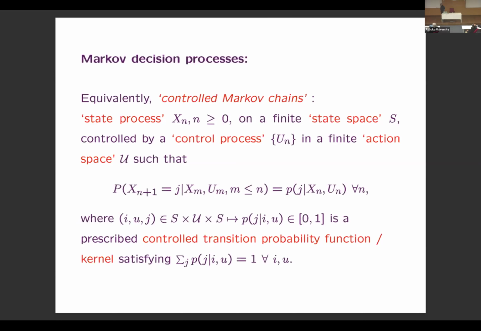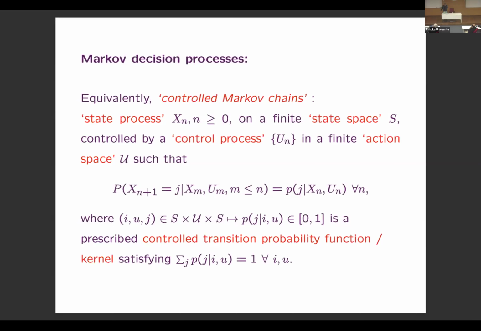And the defining equation is what has been displayed there. The idea is that if you are at xn and you choose control un, then the probability that next time you are in j, xn plus 1 equal to j, depends only on xn and un, and doesn't depend on the entire path. That's the Markov part of it, except that it's controlled Markov because the un is also there. So this probability of xn plus 1 equal to j given the entire path till n is small p of j given xn, un, where small p given i comma u, that function is prescribed. It's the controlled transition probability function.